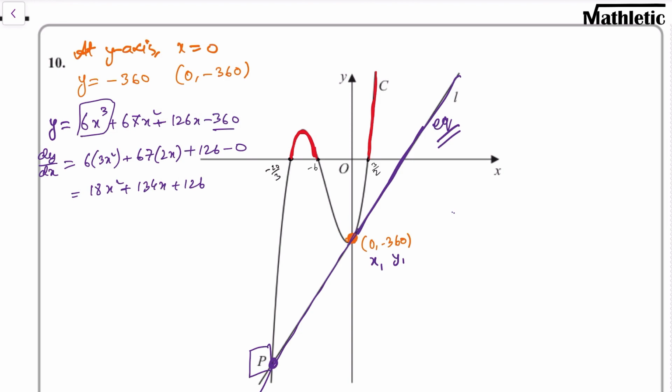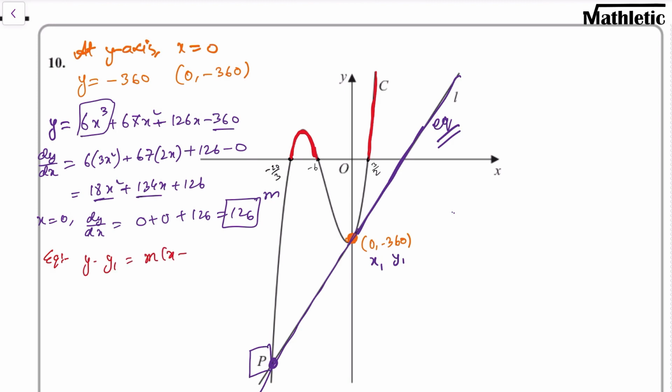Okay, so we need to find the gradient at x equals 0. So at x equals 0, dy by dx is actually 18 into 0, 30 into 0, plus 0 plus 126. So this is the gradient, and we will try to find the equation of this line. The formula is y minus y1 equals gradient times x minus x1. This is x1, y1, and that's the gradient.